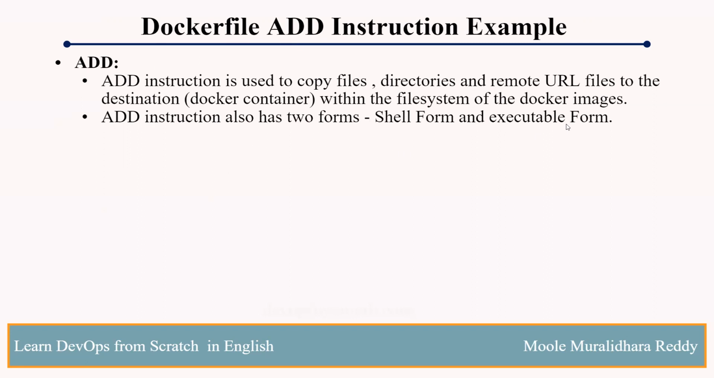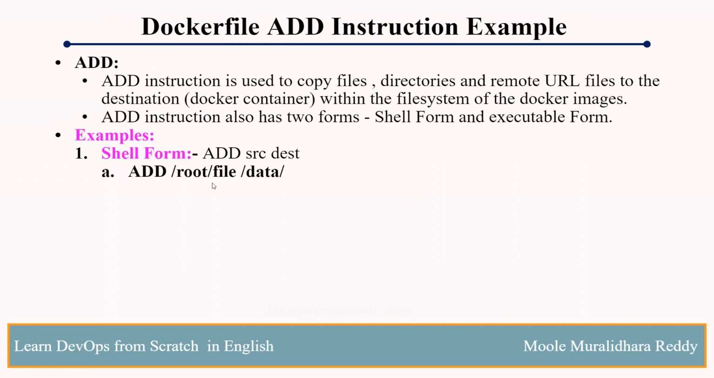This ADD instruction we can define in two ways. One is shell form and the second one is executable form. Let's see the shell form. In the shell form, ADD source and destination. You know, we use the cp command with source and destination. Same thing here. For example, ADD a file inside the root directory, the file name is file. I'm copying it to the destination, inside the Docker image /data.